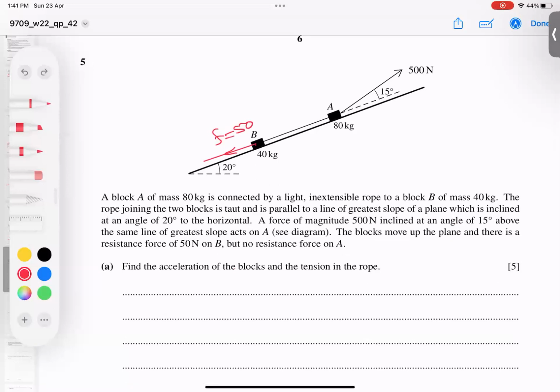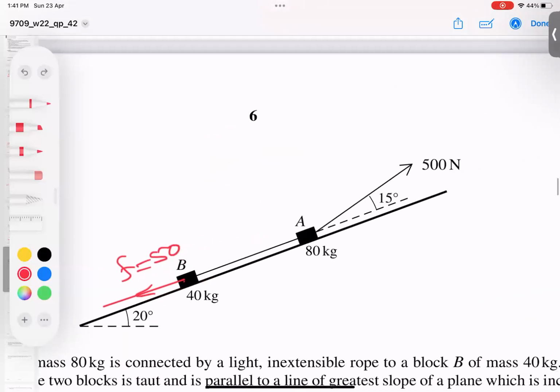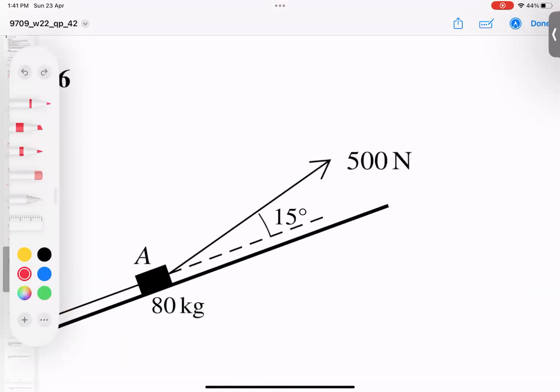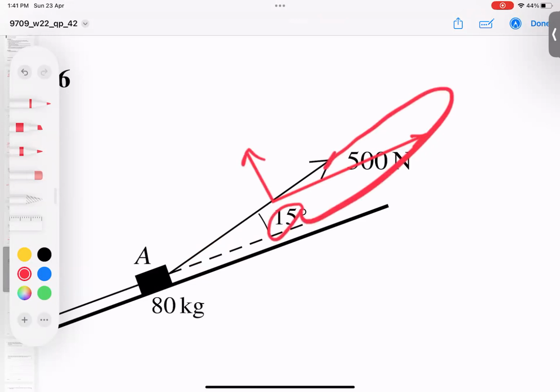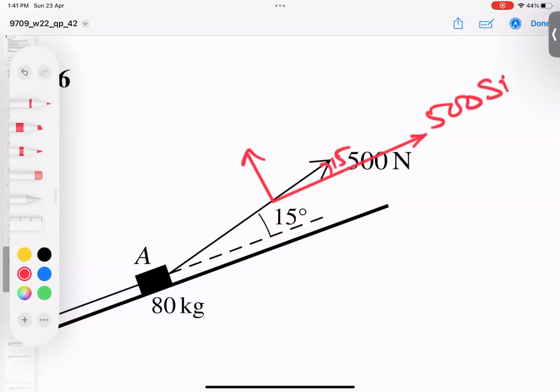So let's start. Whenever there is this kind of question, first of all, force resolving. So one force parallel to the x-axis and one parallel to the y-axis. Because it's a 15 angle, so this angle is 15, so this becomes 500 cos 15 and 500 sine 15. When the angle is given, always cos, and when the angle is not given, sine.